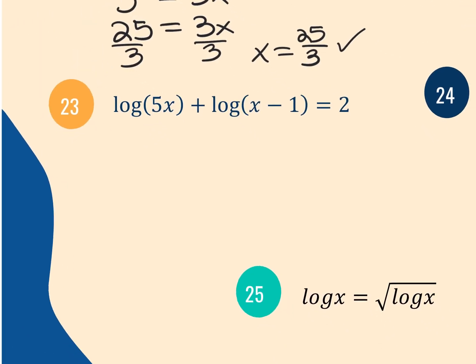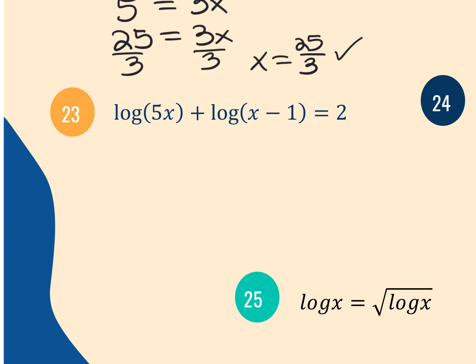So for 23, we need to condense this down to a single log. Then once we get it into a single log, we can go ahead and do exponential here. So the plus sign tells me that this is a product. So I'm going to condense it down. Log 5x times x minus 1 equals 2.